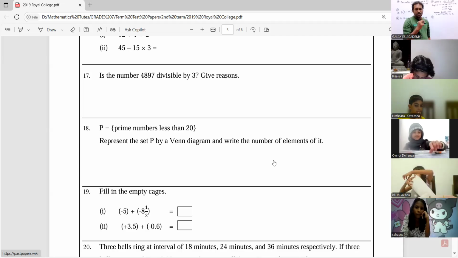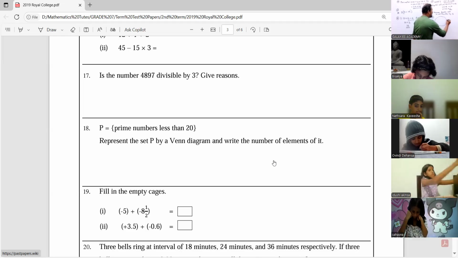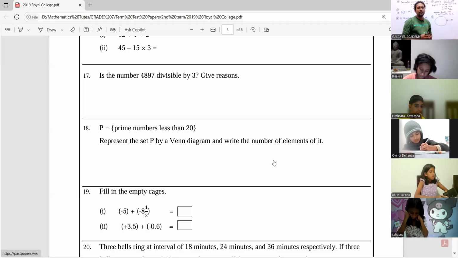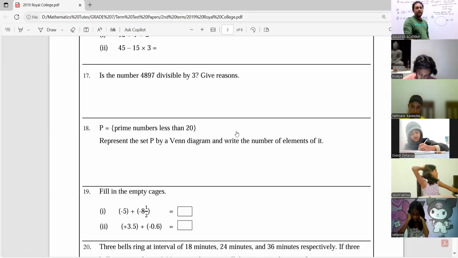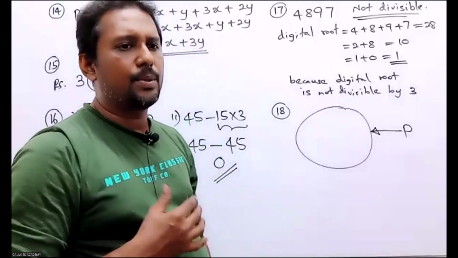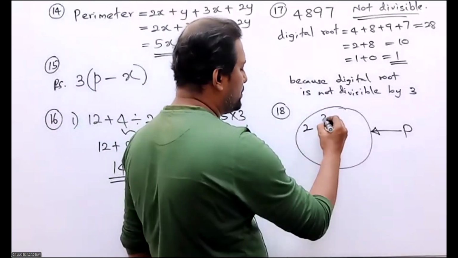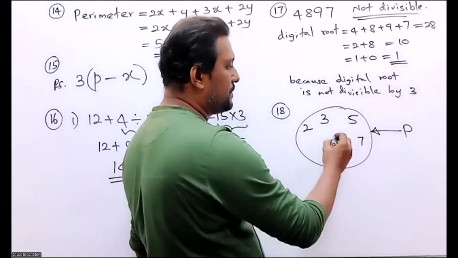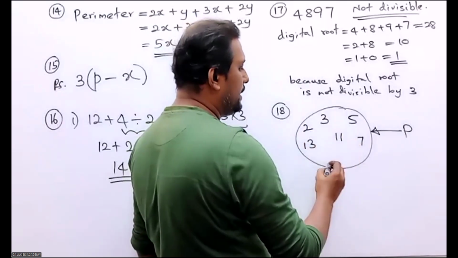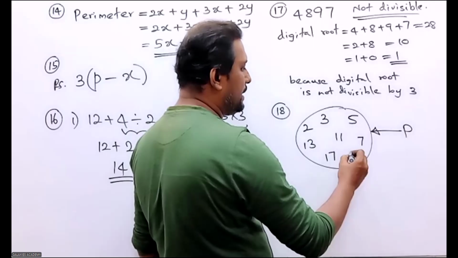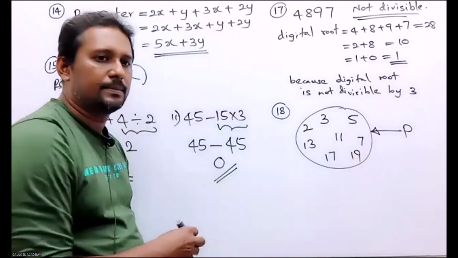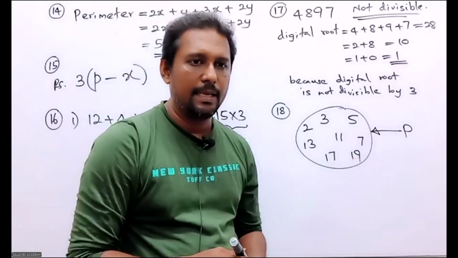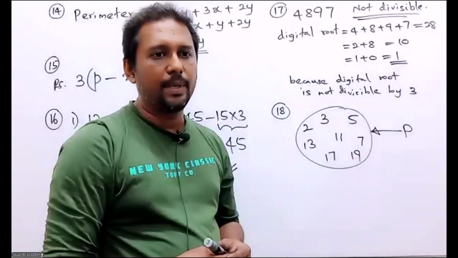First, you have to draw the closed plane figure. Then you can name it as capital P. It is the name of the set. Then inside this closed plane figure, you have to write the prime numbers less than 20. Right. What are the prime numbers less than 20? 2, 3, 5, 7, 11, 13, 17, 19. They are the prime numbers less than 20.